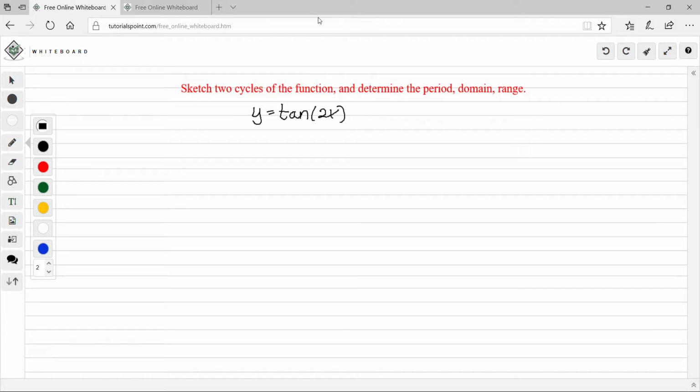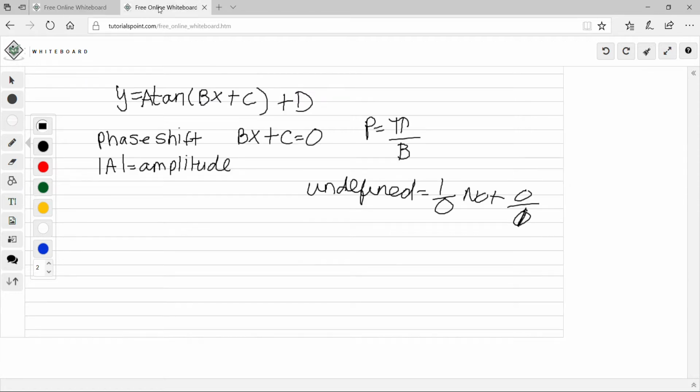Okay, so today we're going to learn about graphing. We're doing trig and we're graphing tangent and cotangent graphs. Before we graph them, I just want to briefly go over the rules of the tangent graph. It's almost the same thing as the sine and cosine graph, but there are differences.